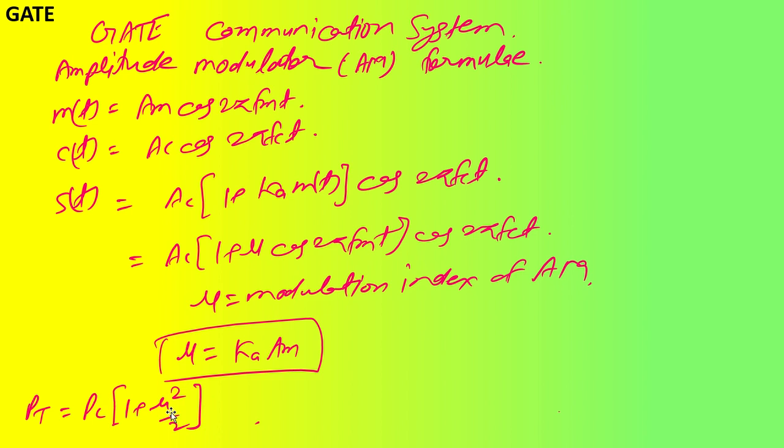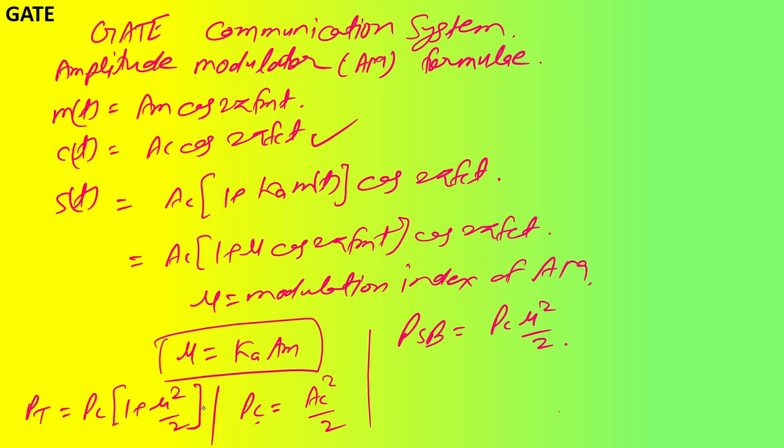Alright. So Pc is nothing but the carrier power, which can also be derived from your carrier signal, and it will be equal to Ac square by 2. As you can see, the total power is nothing but the carrier power plus the sideband power. So the sideband power is the remaining power, which is Pc into mu square by 2. So that you have to understand.